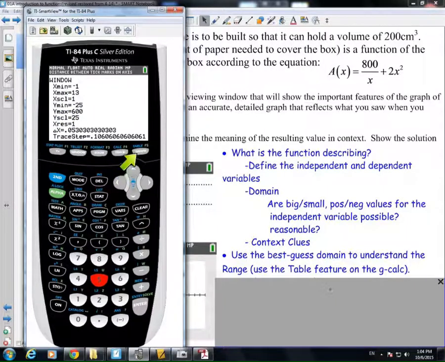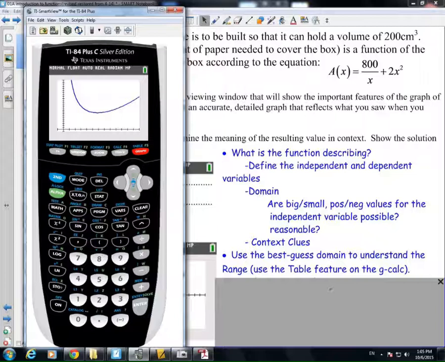Once I hit the graph button, which is right here, I end up with a picture that looks something like this. So this shows a variety of different surface areas depending on the length of x, going all the way up to 13 centimeters. So what I've done is I've found a graph, but in order to find the graph I had to A, learn how to use the calculator, and B, understand what kind of numbers I should be putting into the calculator to be able to see what I need to see.